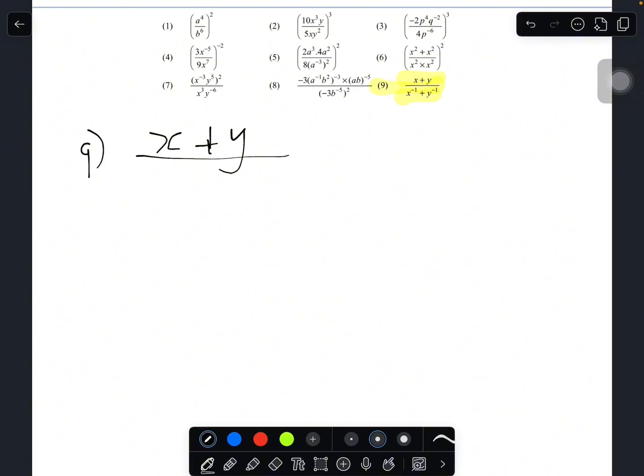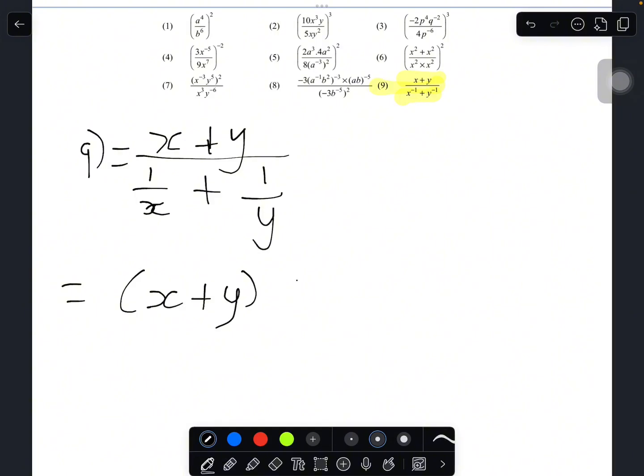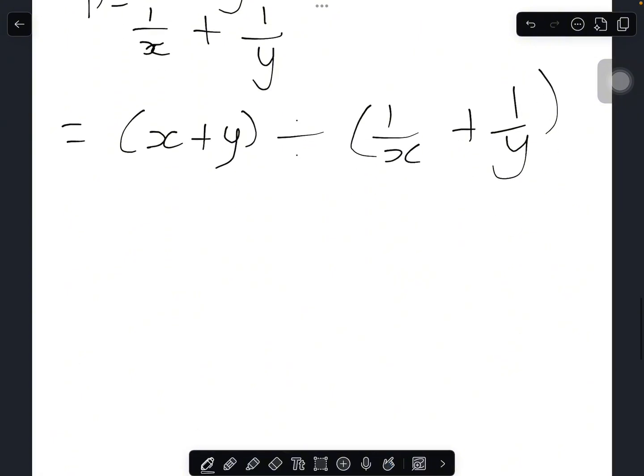And x to the minus 1 can be written as 1 over x, like what I showed you earlier, plus y can be written as 1 over y. What I like to do with questions like this, where there's a division sign and then another division on the bottom, is I like to bracket the numerator and then put my division sign here and then bracket my denominator. So it becomes easier to work with and less clunky on your page, which will avoid errors.